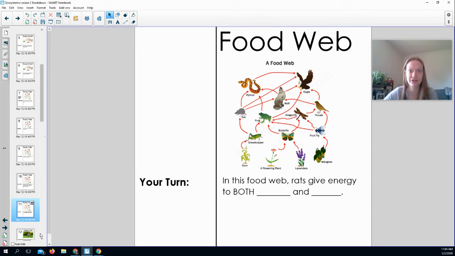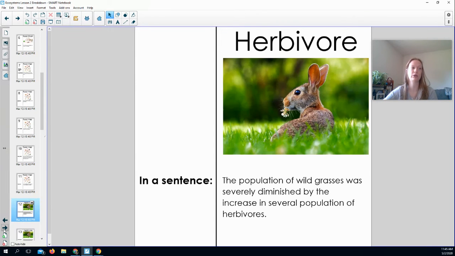I hope you used a complete sentence. Next word is herbivore or herbivore. They're both appropriate. So let's say herbivore. Ready? Herbivore, herbivore, herbivore. In a sentence, you might see, the population of wild grasses was severely diminished by the increase in several populations of herbivores.